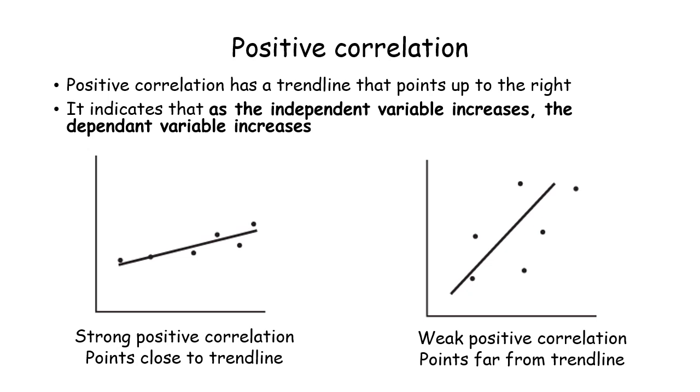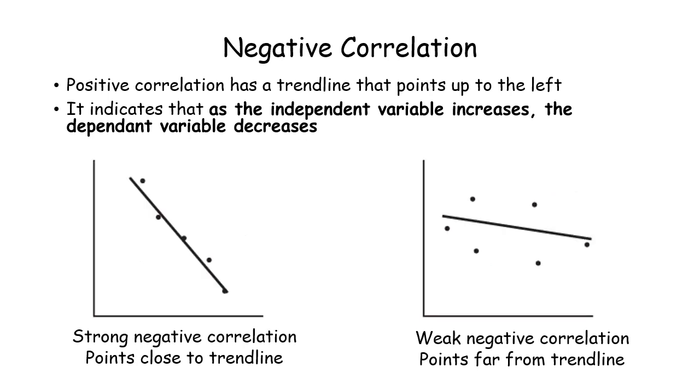So positive correlation is just about the direction that your trend line is pointing. If it's pointing up to the right, it's positive. You judge the strength based on how close the points are to your trend line. If they are close, it is strong. If they are far away, it is weak.